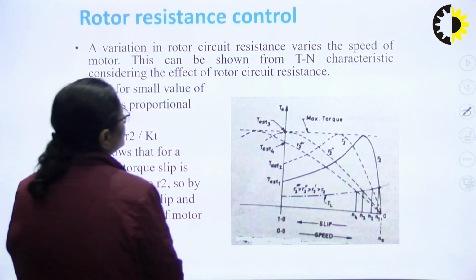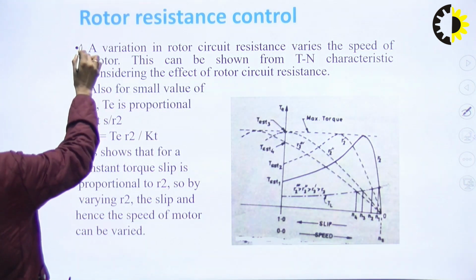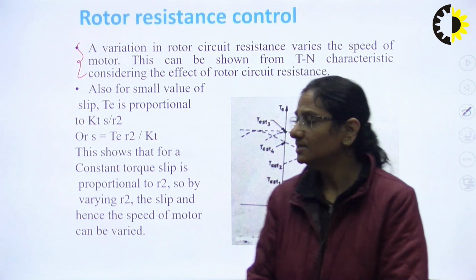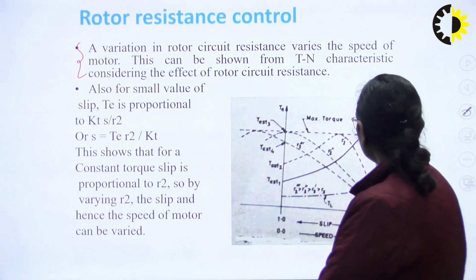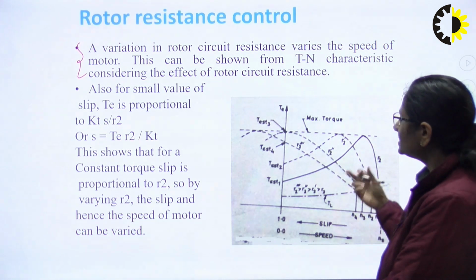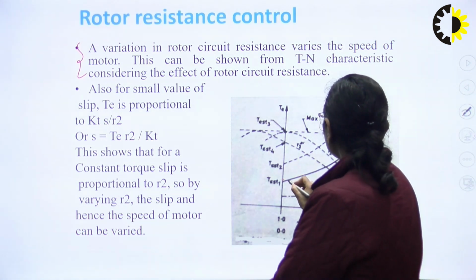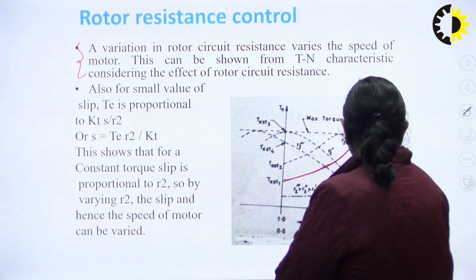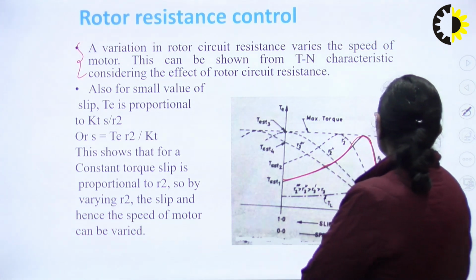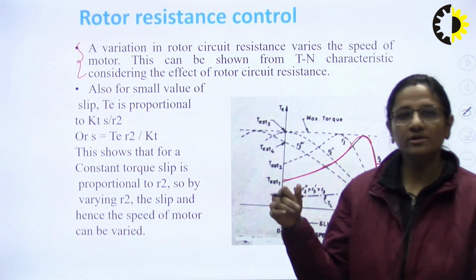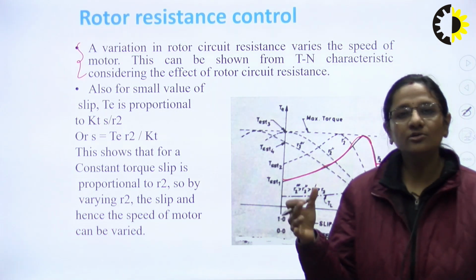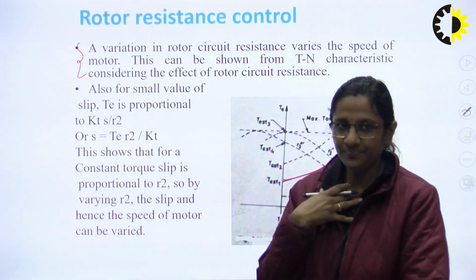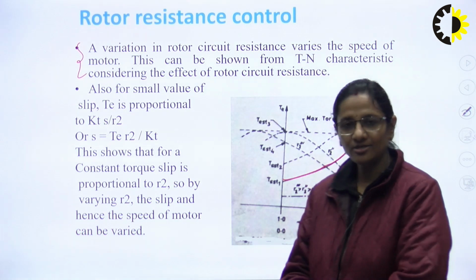We know that a variation in rotor circuit resistance varies the speed of the motor, and this can be proved from the speed-torque characteristic of the motor. This is the speed-torque characteristic drawn with various rotor circuit resistances. Consider the very first characteristic, drawn as a solid line. This characteristic is drawn for a resistance R2, where R2 is the rotor winding resistance itself. We cannot reduce the rotor circuit resistance, we can only increase it by adding additional resistance in the rotor circuit.